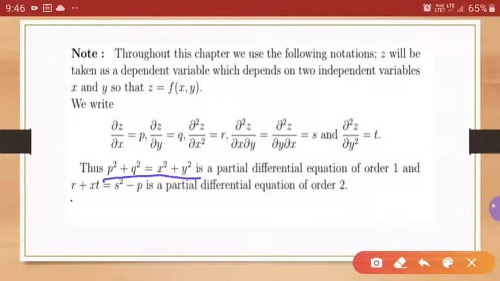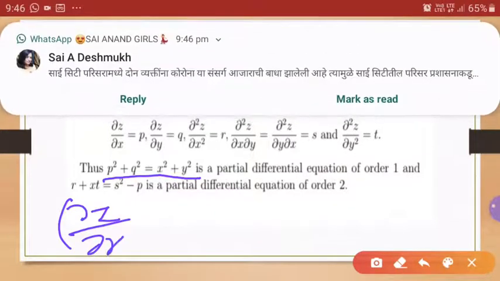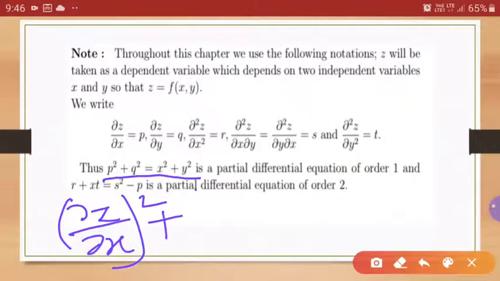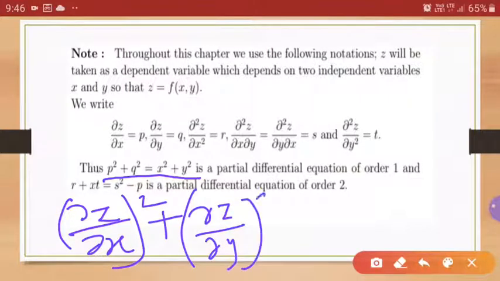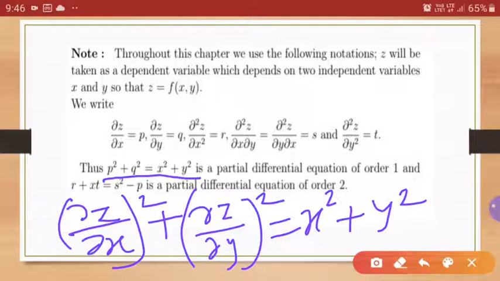So here, p square plus q square is equal to x square plus y square. What does it represent? It is nothing but del z by del x whole square plus del z by del y whole square is equal to x square plus y square. This is the meaning of p square plus q square is equal to x square plus y square. And this partial differential equation has order 1, and degree is 2 here.